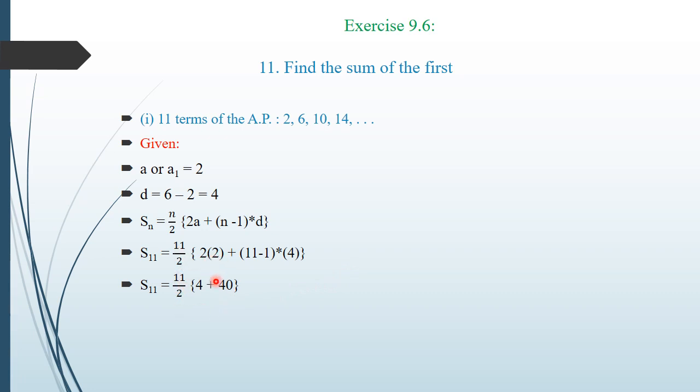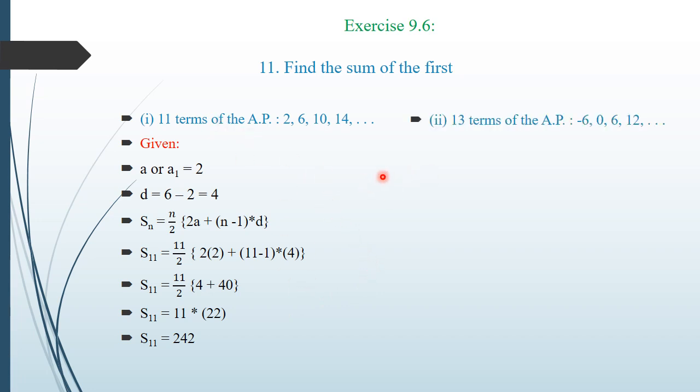2 into 2 is 4, plus 11 minus 1 is 10, 10 into 4 is 40. S11 is equal to 11 by 2, I'll keep as it is. Here 40 plus 4 is 44, 44 divided by 2 is 22, so that 22 I have kept here. Now S11 is equal to 22 into 11, that is 242. That is the answer for the first sub question.